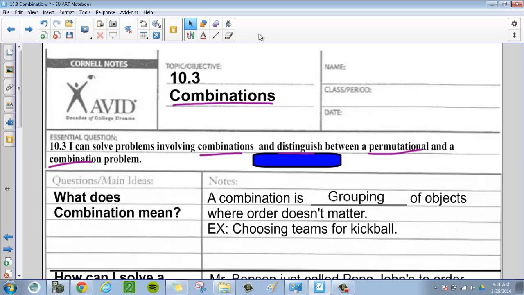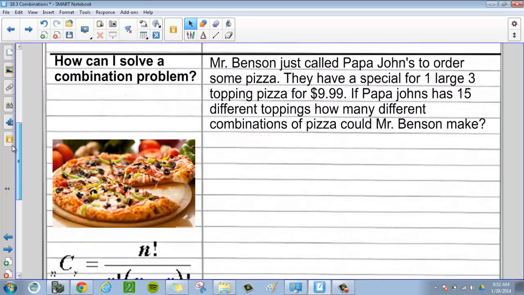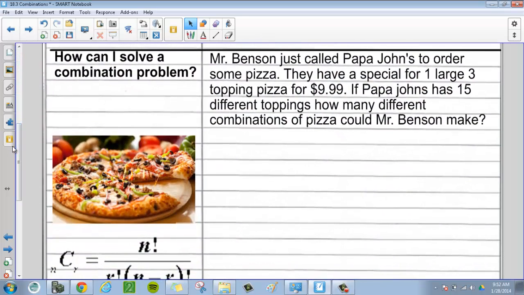And then another idea is choosing a team for kickball. Does the order that you choose your team matter? No, you can choose it in any order as long as you get the same guys you want. I guess maybe order does matter. You want to choose the best people first. But if you could choose whoever you wanted to, order wouldn't matter in how you chose them. Okay? So let's answer this first problem right down here: how can I solve a combination problem?